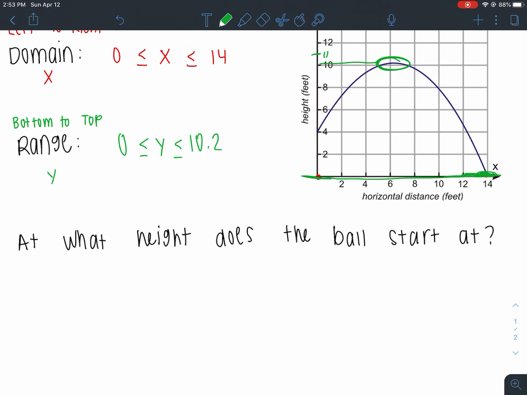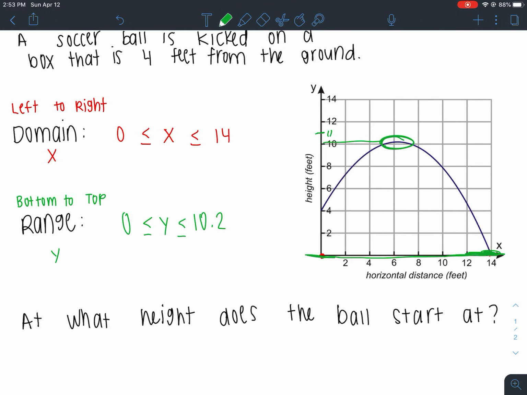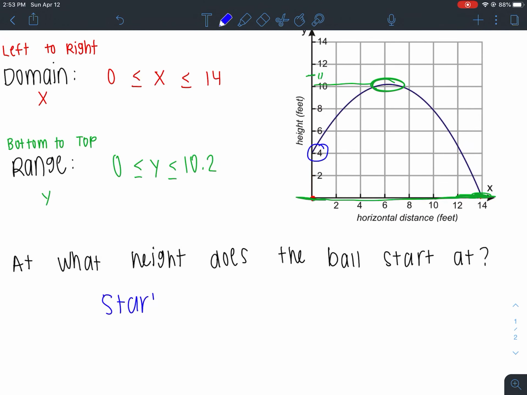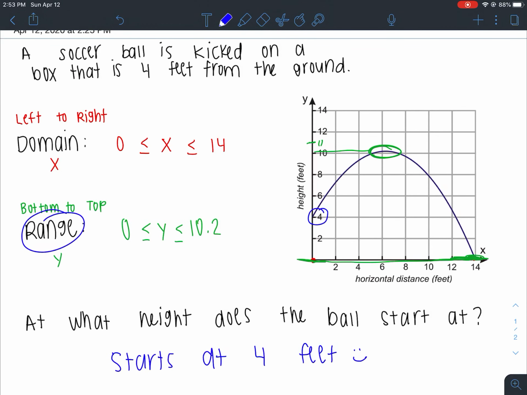And then the last question: at what height does the ball start? This is a combination of reading the problem plus looking at the graph and analyzing it. I know that the height of the ball doesn't start at 0 feet. It definitely starts at 4 feet. So the ball starts at 4 feet high. And again, for the range, you don't want to say that it starts at 4. Some of you might think that, but it doesn't. Remember, when you're looking at bottom to top, you're looking at the most bottom and the most top. For domain, you want to look at the most left to the most right. And that is quadratics and domain and range of reasonable problems.